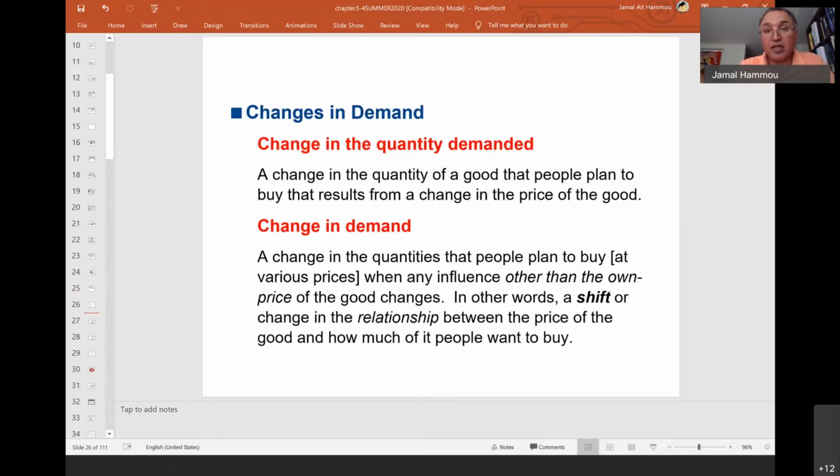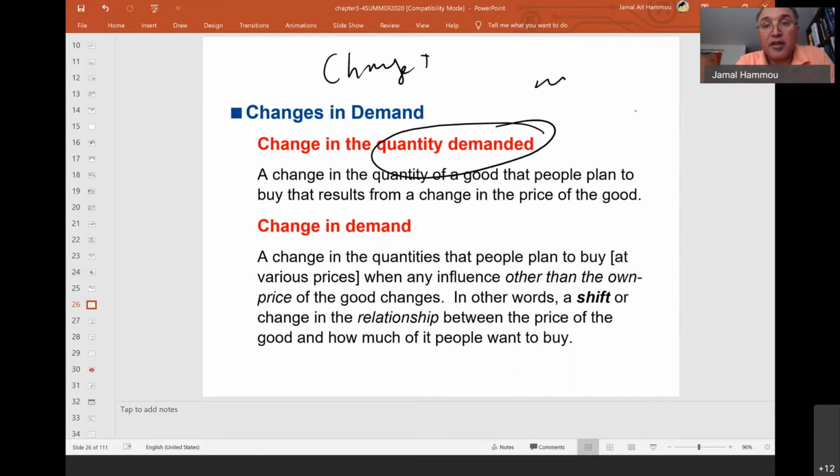Okay, so when we're talking about the price, you cannot say changing the price will change the demand. That's not correct. I want you to remember this. Anytime we change the price, we have a change in quantity demanded and not demand. It's wrong to say a change in the price causes a change in demand. No, because a change in price only moves along the demand curve up and down.